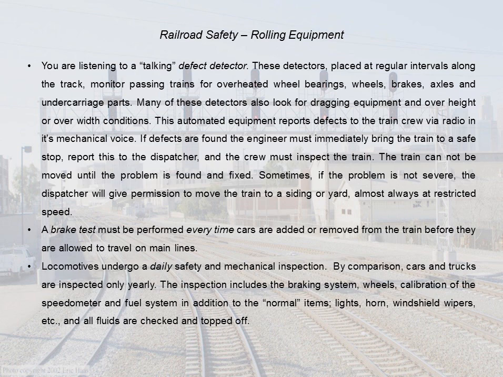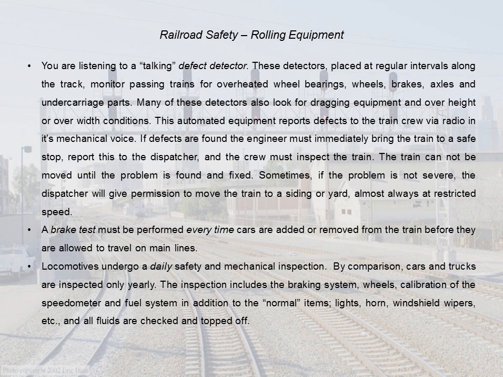CSX Equipment Defect Detector. Milepost 2-9-1.9. Track 2. No defects. No defects. Total axle 364. Speed 15. End of transmission. You are listening to a talking defect detector.